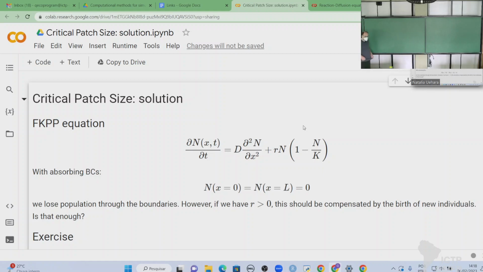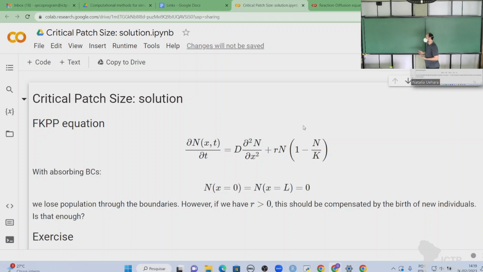So, questions, general questions, comments? So let's try to solve the exercise from last time. The idea was that we wanted to solve this equation here with absorbing boundary conditions. What we saw in the last class is that if we didn't have any growth, the boundary conditions were such that population was leaking out, and we started with some initial population over there. All of the population eventually leaks through the border, and the population goes to 0.